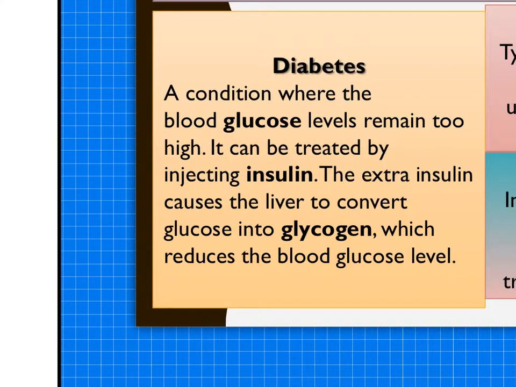Now there is a condition that you'll need to learn about, related to where blood glucose levels remain too high, and that's called diabetes. Okay, that's when your pancreas cannot produce enough insulin, or your body cells are not responding to that insulin. And it can be treated in two ways, and it depends on the type of diabetes. But it's treated by injecting insulin. Okay, and it causes the liver to convert glucose into glycogen, which reduces your blood glucose levels.